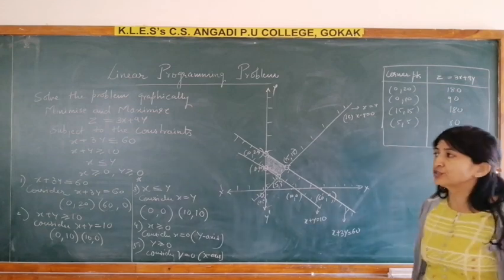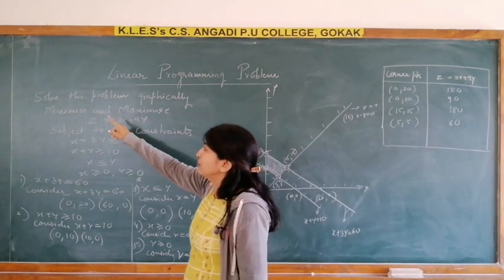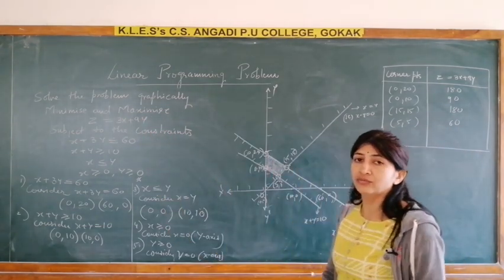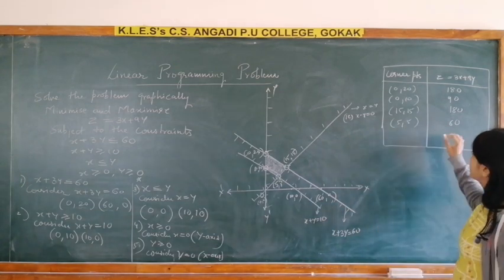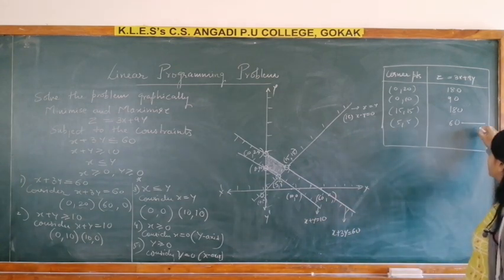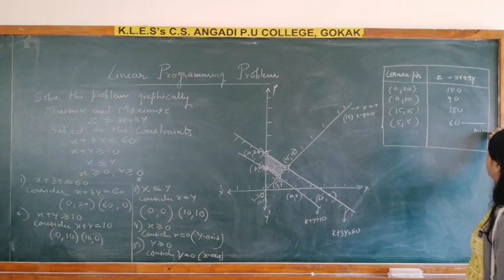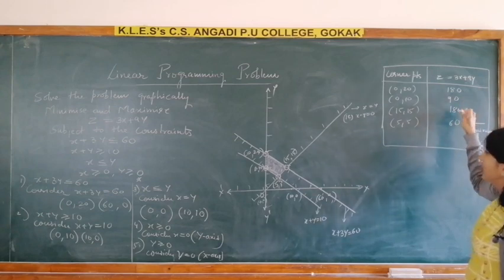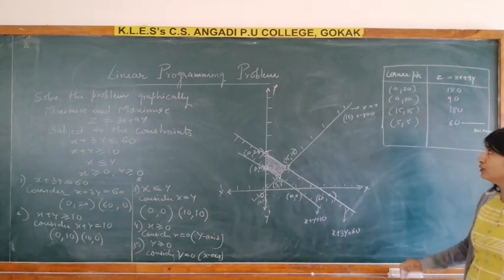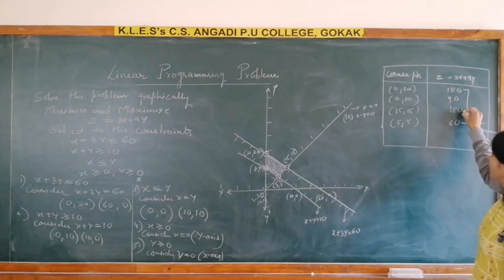Now what is our question? We have to find both minimum and maximum value. Minimize and maximize. So which is the minimum here? This is minimum. So write here minimum. And maximum is 180 and 180. See here, two values we are getting. We may get two. So for both these values it is maximum.